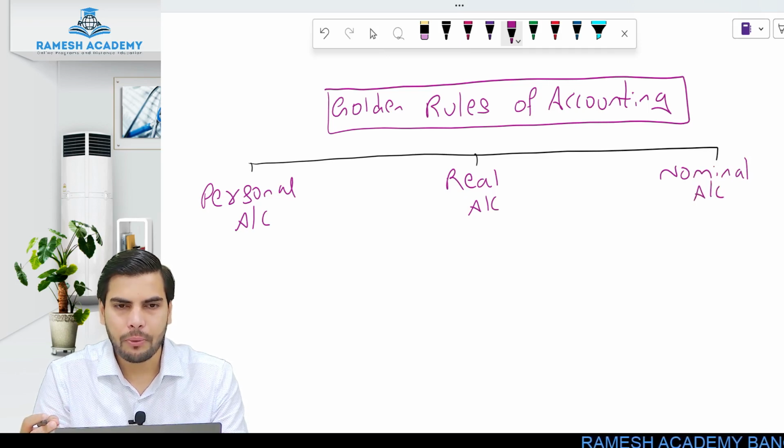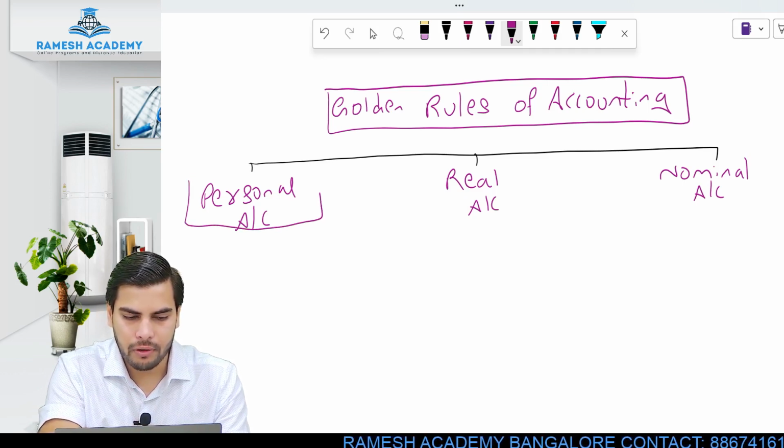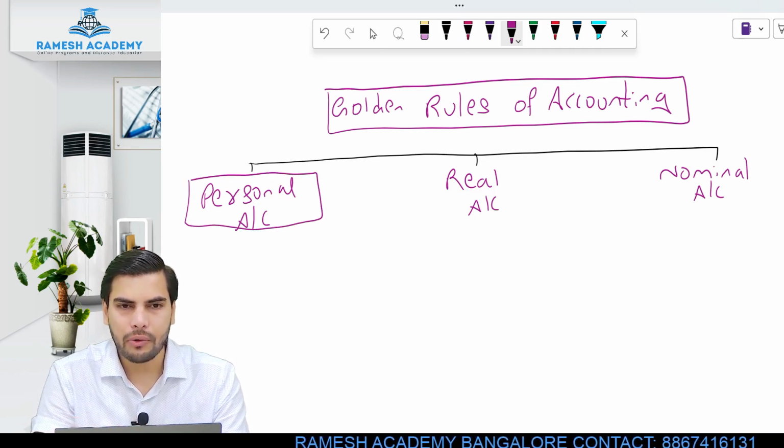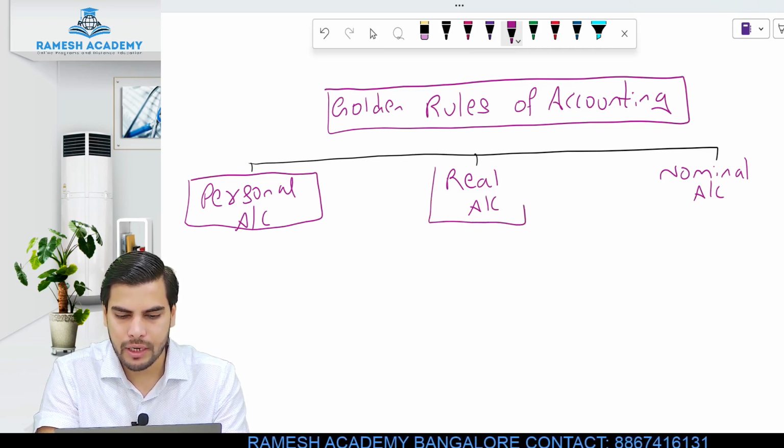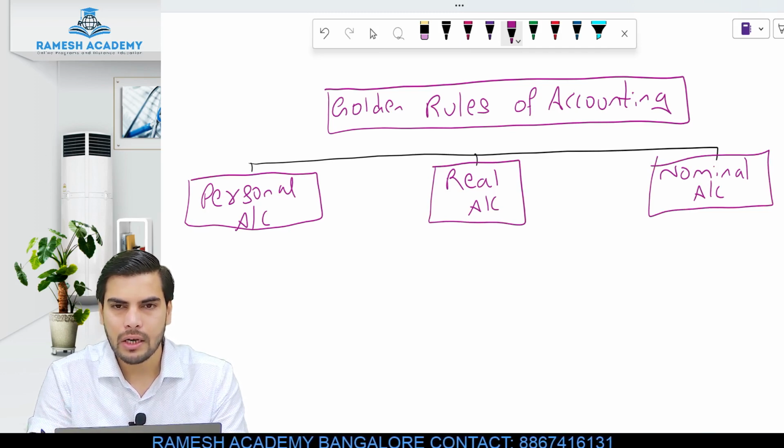Clear? So these are the broad classification. According to these golden rules, any account for that matter can be classified as personal, real, and nominal. Now let us understand the meaning of these three types of account. When will you be considering an account as personal? When will you be considering an account as real? And when exactly are you supposed to consider an account as nominal?